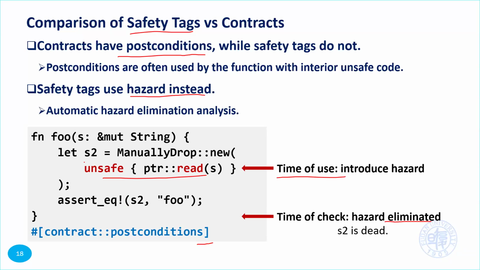In this example, S2 is the return value of ptr read. It is dead before the function returns. So the only live reference is S to the object. So the hazard is eliminated.